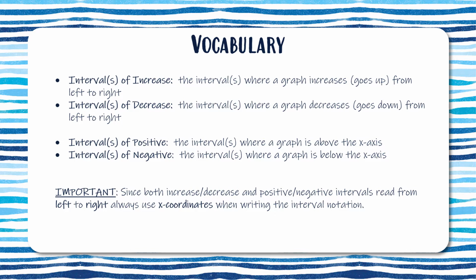Positive and negative are not the same thing. Positive is where your graph is above the x-axis, and negative is where your graph is below the x-axis. So you can be going up, or increasing, but be below the x-axis and being negative. And a lot of students get that confused. So we're going to do 6 examples today to hopefully clear any confusion up.